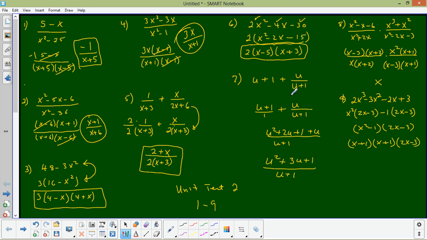Okay. Number 7, maybe an easy way, a difficult way to do this, depending on how you saw it. You had u plus 1 plus u over u plus 1. Well, simplest way to think of this is think of that u plus 1 quantity, think of that as all being over 1.